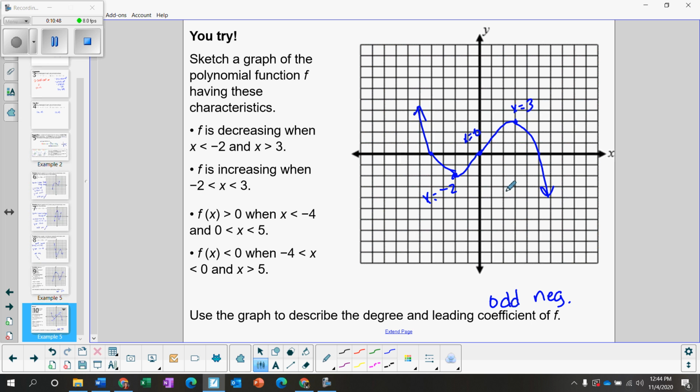All right, so what we should have had was a turning point at x equals -2 and a turning point at x equals 3, and it passed through at -4, 0, and 5, and then end behavior was up on the left and down on the right, and that's the end of that lesson.